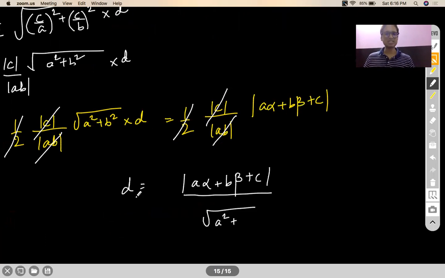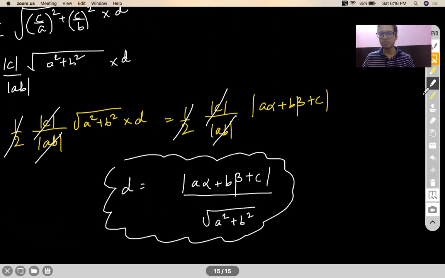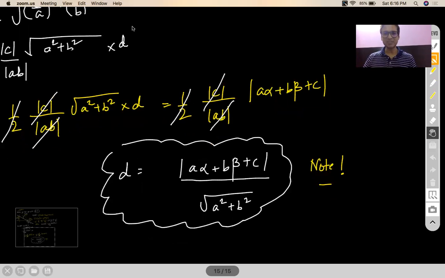So this formula is basically a very, very important one. I would like you to note this down somewhere. We'll be using this heavily to solve our questions related to distance of a point from a line. Is it clear? Okay. So with this, I'll take a small break. On the other side of the break, we'll talk about more important concepts. Do you have any questions?